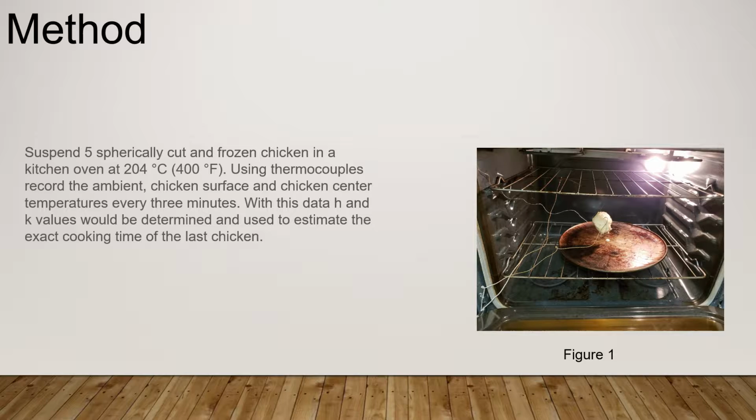The method that we decided to use was a conventional oven, with the chicken suspended over it. We tried to get a chicken to be as spherical as possible and set the oven to 204 degrees Celsius or 400 degrees Fahrenheit. Using thermocouples, we recorded the ambient temperature, the chicken surface, and the chicken center temperatures every 3 minutes. With this data, H and K values would be determined and used to estimate the exact cooking time of the final chicken that we will be using.